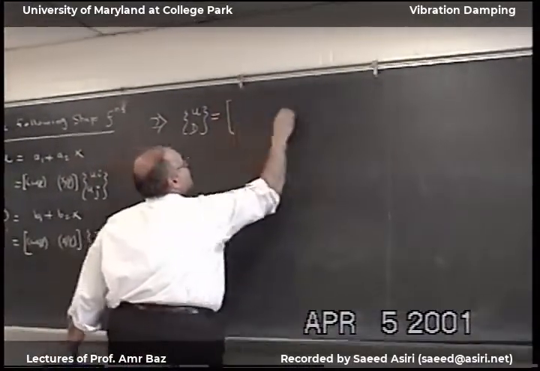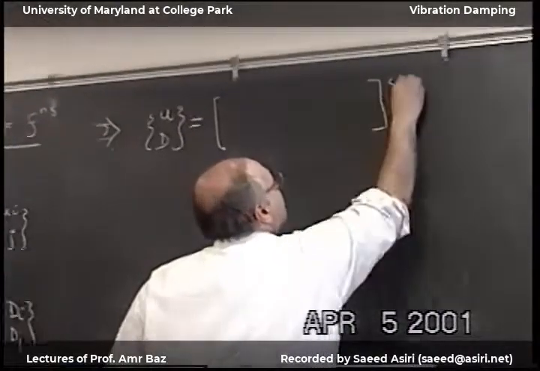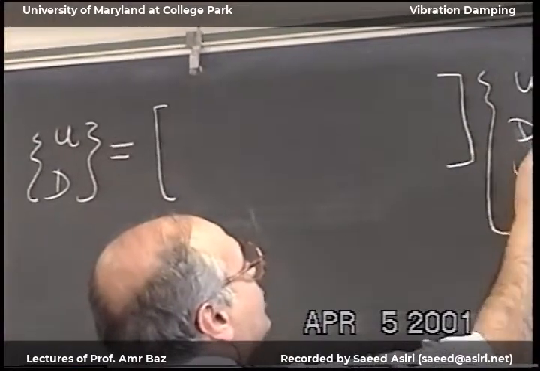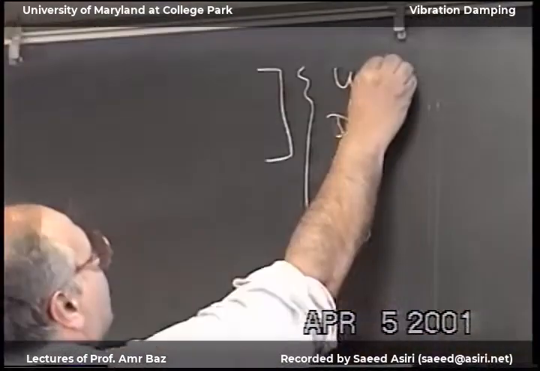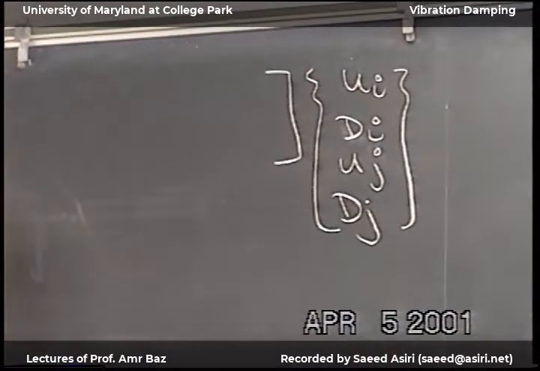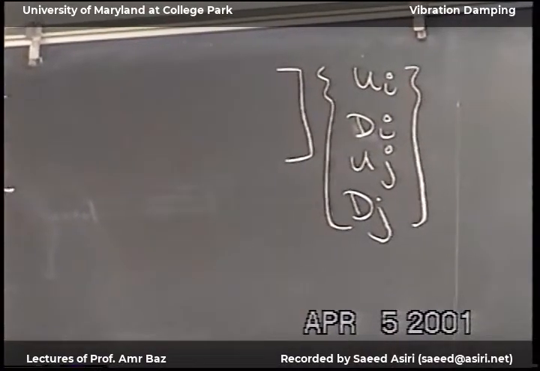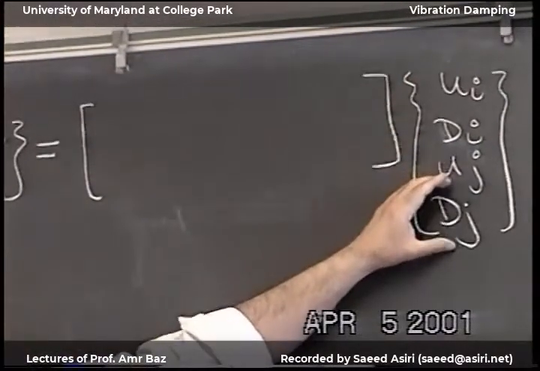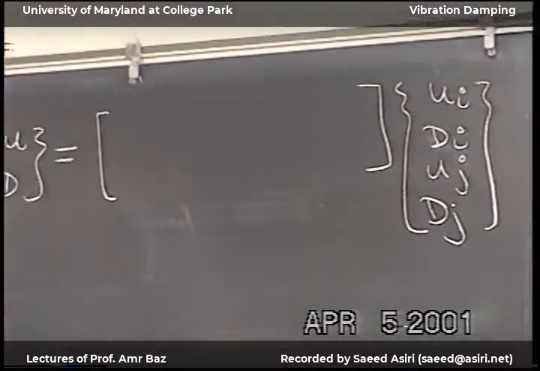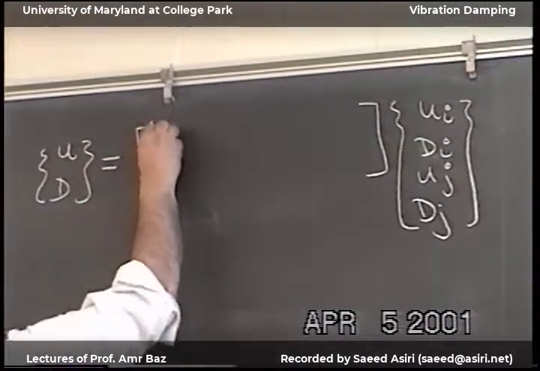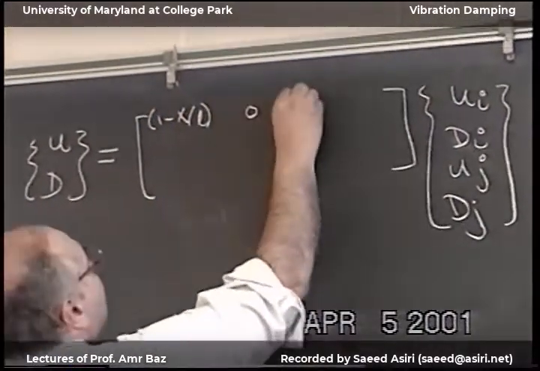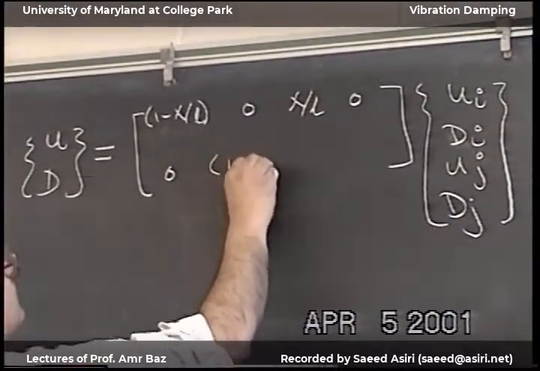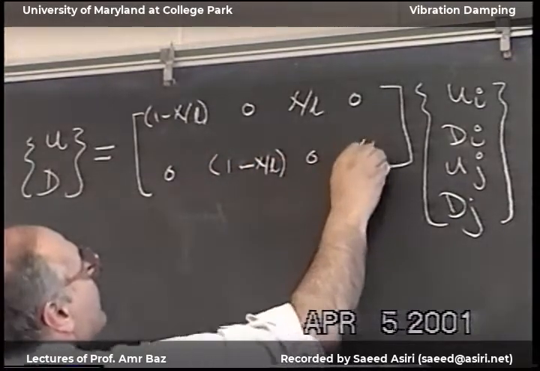And this will be like this: ui, di, uj, dj. That's if you want to do it like this, and if you want to separate the mechanical displacement alone and the electric displacement alone, that is fine. Okay, so now this will be 1 minus x over L, 0, x over L, 0, 0, 1 minus x over L, 0, x over L.